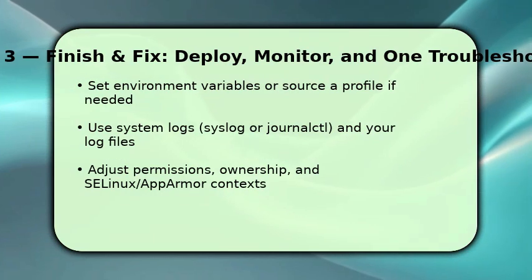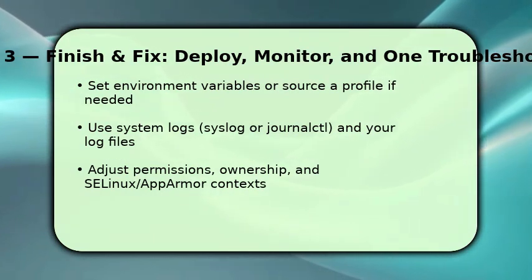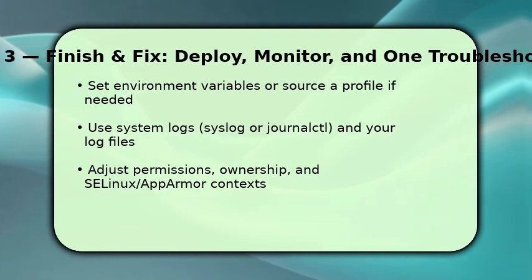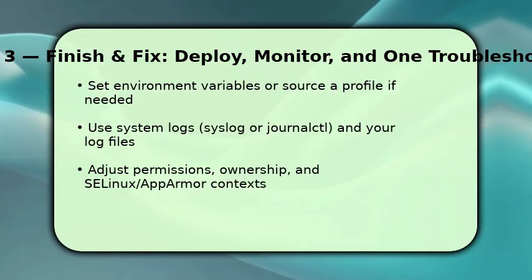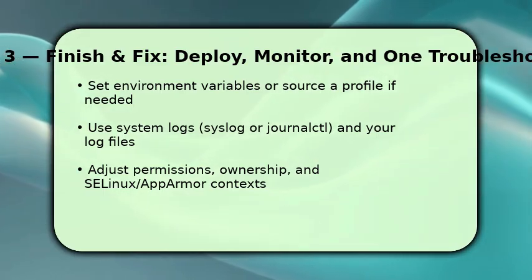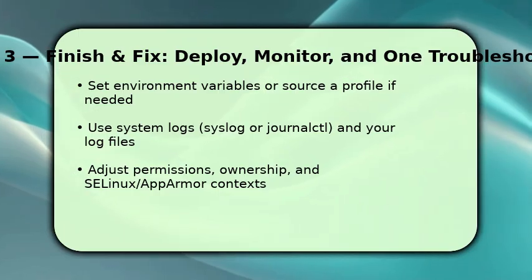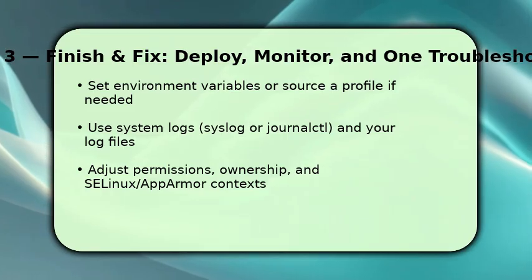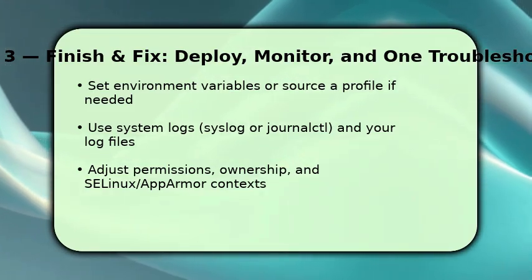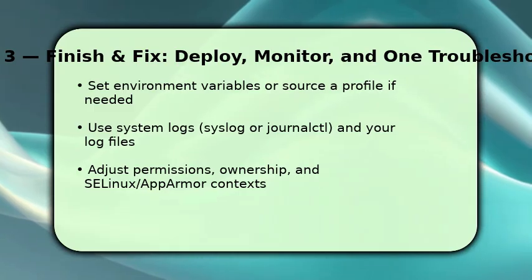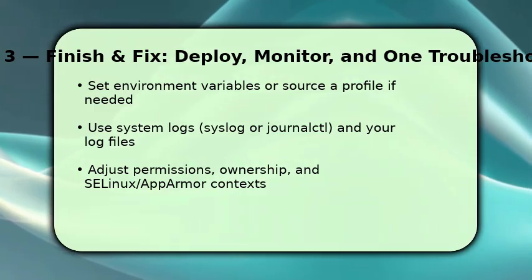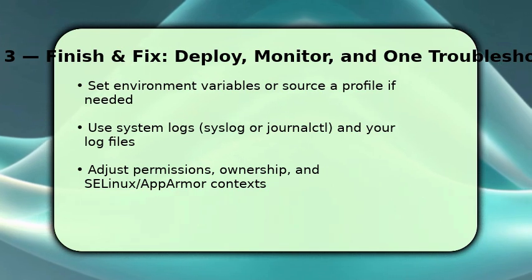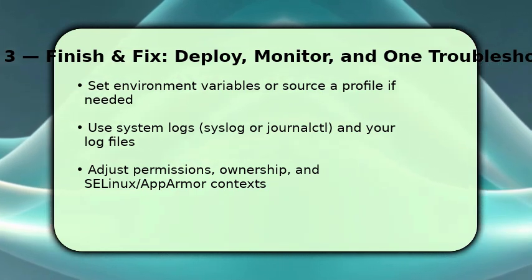You will finalize setup and prepare for common failures so the job remains reliable. Confirm environment variables or explicitly source profiles, since Cron runs a minimal environment and missing variables cause failures. Verify file permissions and ownership, because Cron runs commands as a specific user. Once done, monitor logs, check syslog or journalctl and your redirected log files to see errors. If it still fails, check SELinux or AppArmor denials. Make sure to adjust contexts or policies so Cron can execute the script.